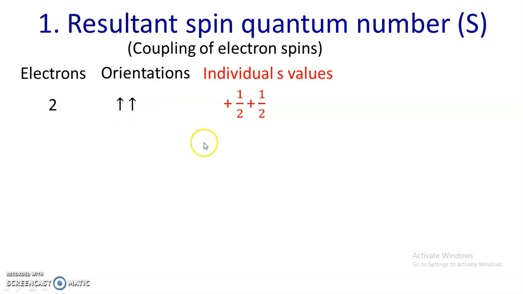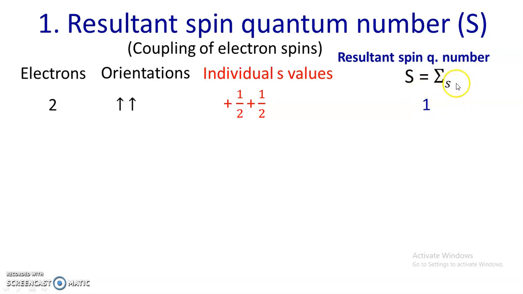So plus half, and the resultant spin quantum number S is the algebraic sum of the individual spin quantum number values, that is summation of s. So when we take the sum of these individual spin quantum number values, plus half and plus half, that becomes 1. So the resultant spin quantum number value for these two electrons with parallel spin is 1.